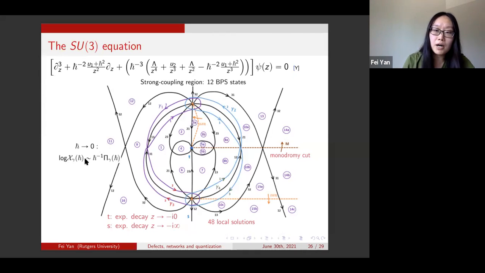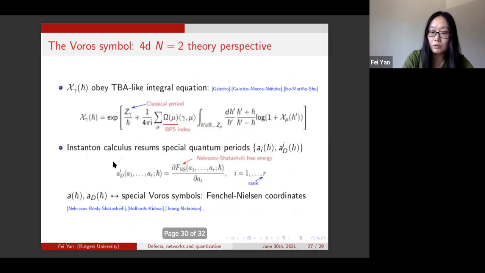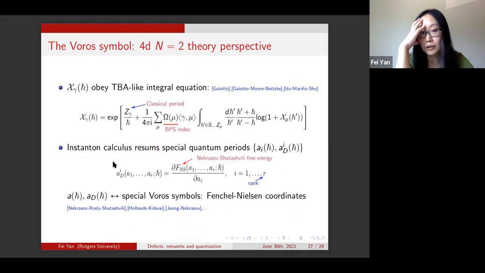So one could do some numerical checks by numerically solving this differential equation, and then try to check numerical values of chi gamma and compare it with a truncated quantum periods calculation. And then one finds relatively good agreement. So that's something one could feel good about. And then there are other checks one could do, which I will just briefly mention here.